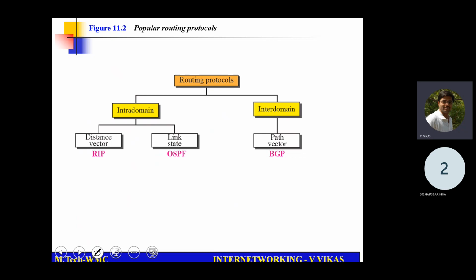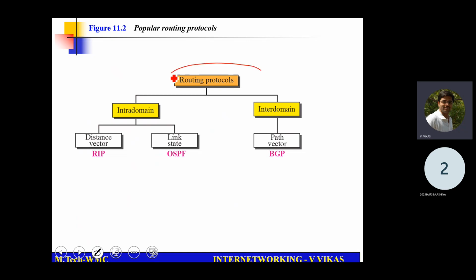Next, we move on to a topic wherein we are discussing, like we said, we have autonomous systems. Within the autonomous system, we have some set of protocols. In between autonomous systems, we have another set of protocols. Okay, so we are looking into that one.